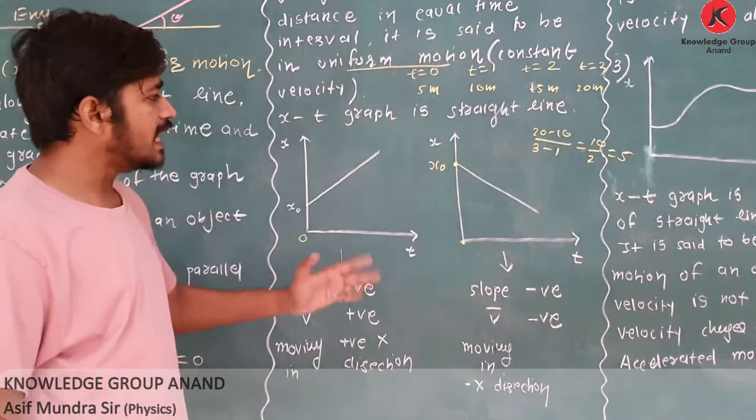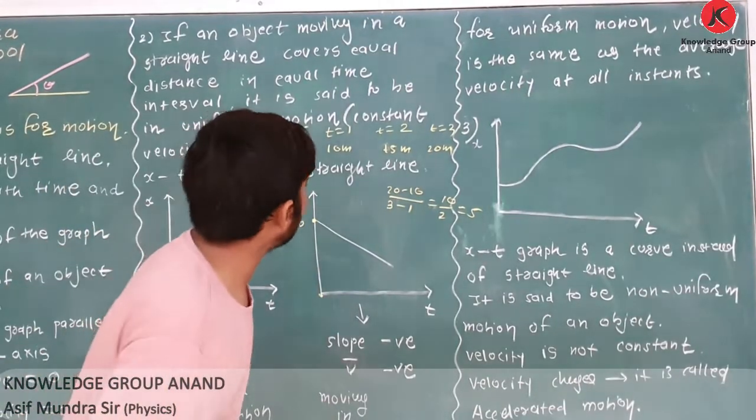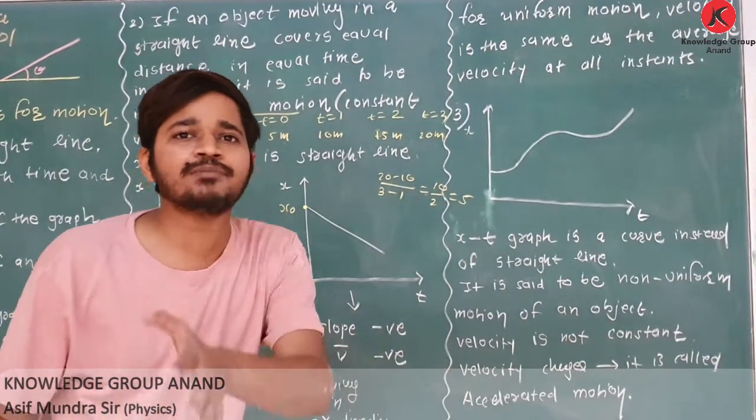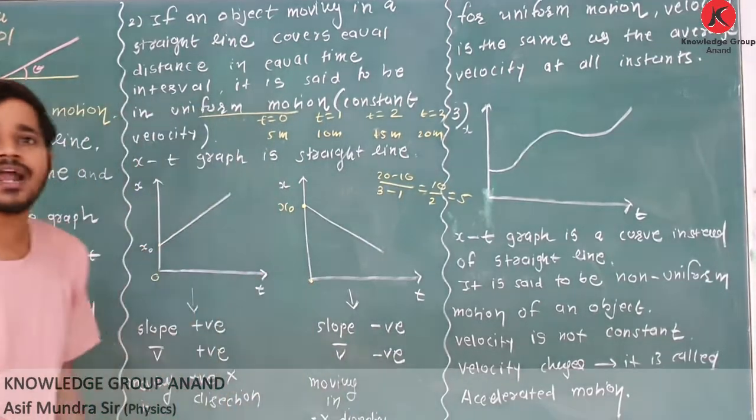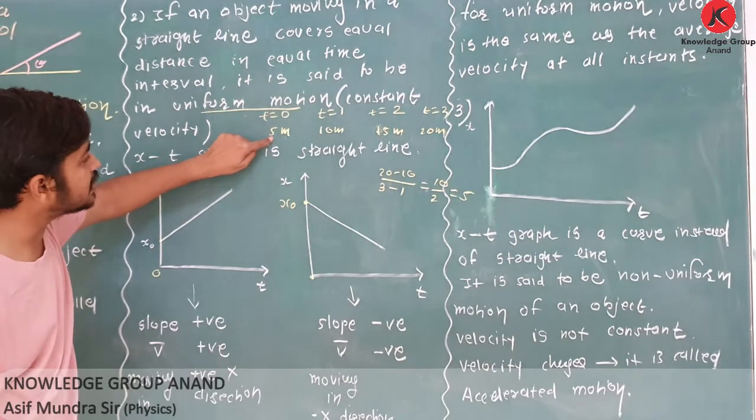Now, last case. If I say distances traveled in equal time intervals are different. For example, at time t = 0, position is 5 meter.